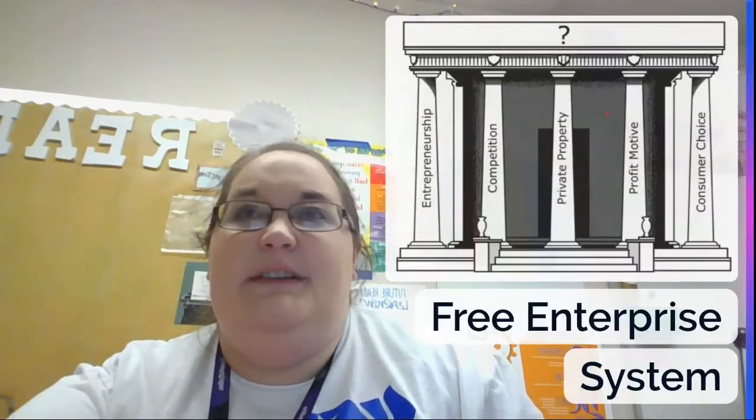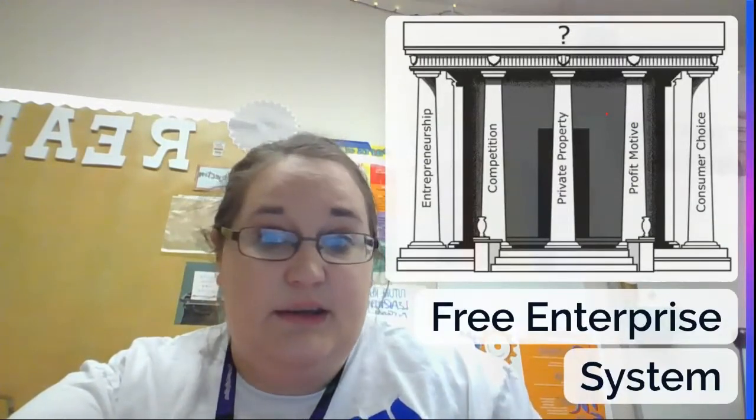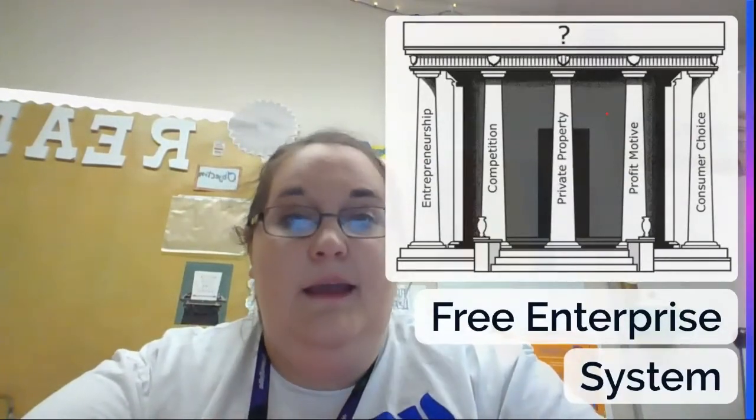It's built on the idea that competition is good, and competition lowers the prices for the consumers. And so that's kind of a good thing under free enterprise. Private property. My business is my property. You don't get to take it away. Profit motive. I'm driven in my business to make as much money as I can. And consumer choice. You don't have to buy what I make. You can buy what my competition makes. And it's my job to keep getting better as a business owner.